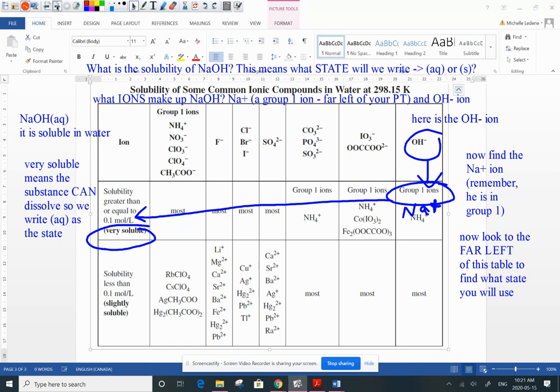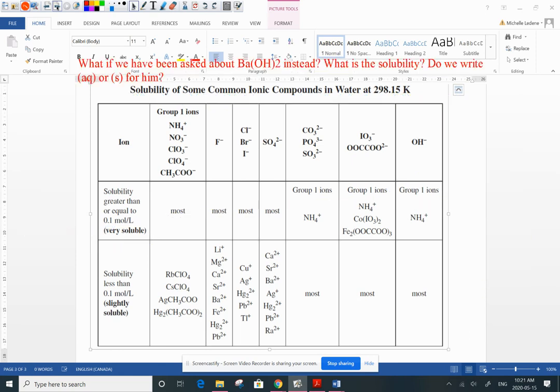So here's our final answer. NaOH, like the salt, like the sugar, is aqueous. It's soluble in water. It's going to disappear. You dump the solid in, it goes away, and all you see is the water. Okay, but now maybe instead we get a question and we're asking about what is the solubility? Does it dissolve in water? Barium hydroxide.